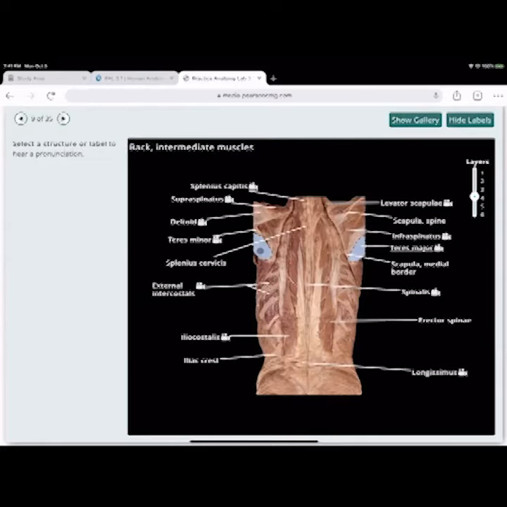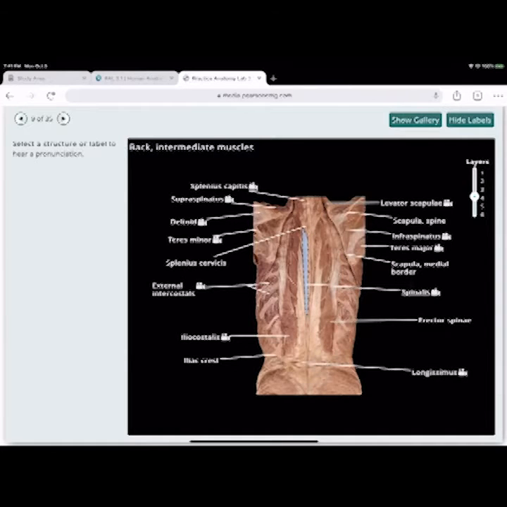The splenius cervicis comes up on the side of the neck again. The external intercostals. The iliocostalis muscle. And the iliac crest. This is the anterior part of the pelvic bone. Longissimus muscle runs along the spinal cord. Erector spinae runs along the side also there. And the spinalis muscle.